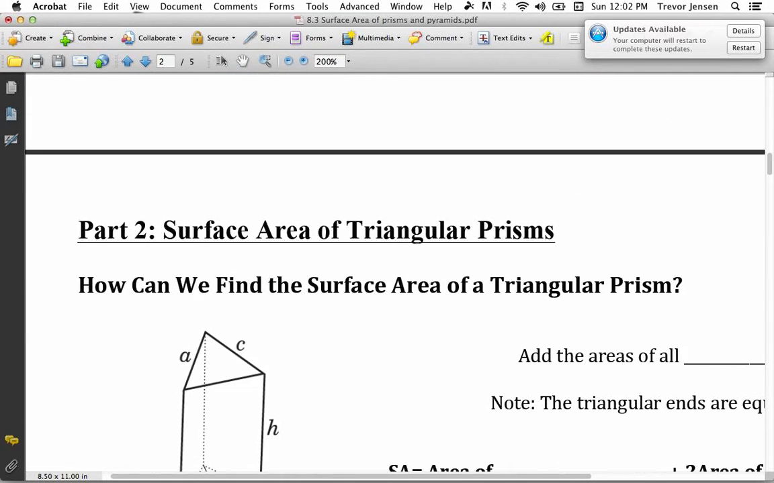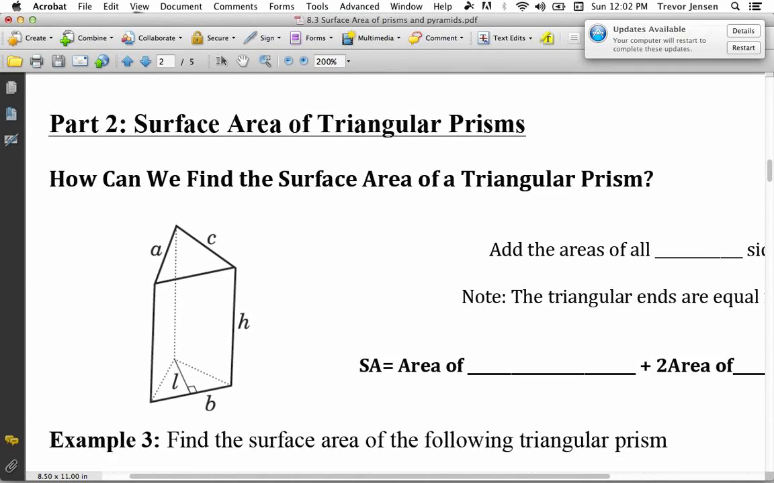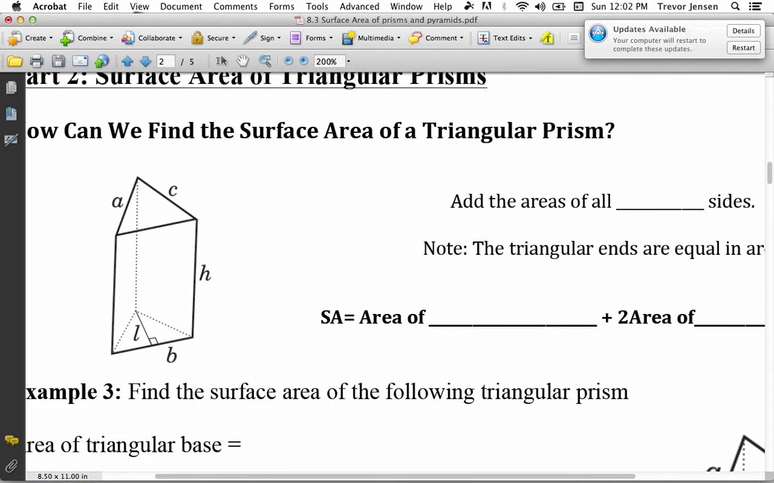Okay, now let's do the surface area of a triangular prism. Okay, so this one's going to be a little more complicated, but not much. Still, what you want to do is add the areas of all of the sides of the triangular prism together. So first of all, how many sides does a triangular prism have? Well, it's got a triangular base at one end, a triangular base at the other end. Those are two sides. And then it has 3 rectangles connecting those two bases. So we have 2 triangles and 3 rectangles.